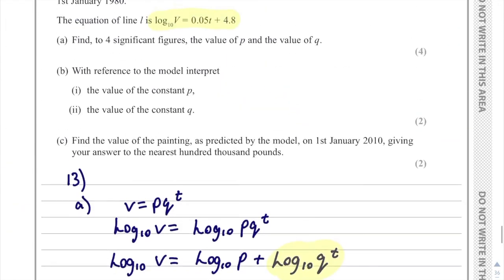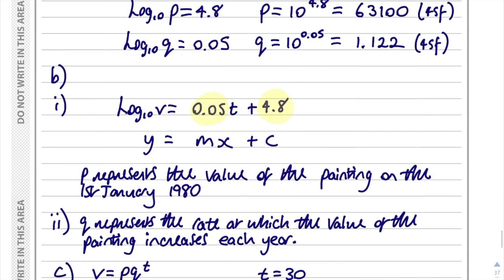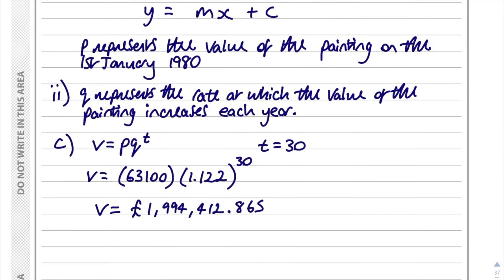But the question said, give your answer to the nearest £100,000. So the nearest £100,000, I've got 994,000. So if I'm going to round that up to the nearest 100,000, that's going to bring the value up to 2 million.